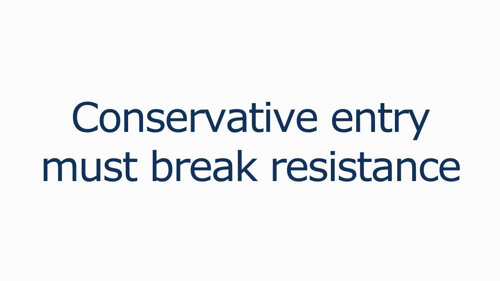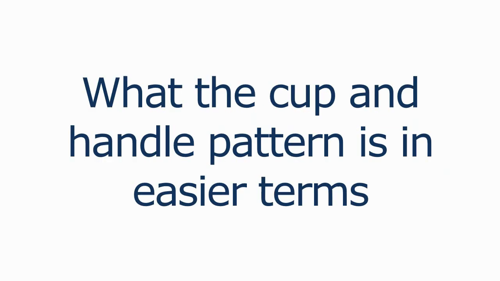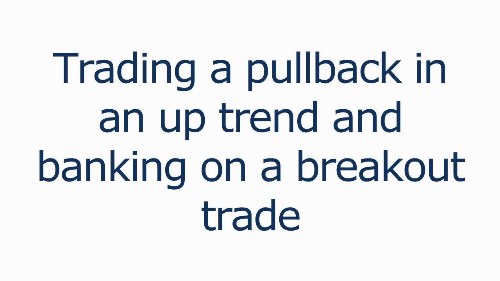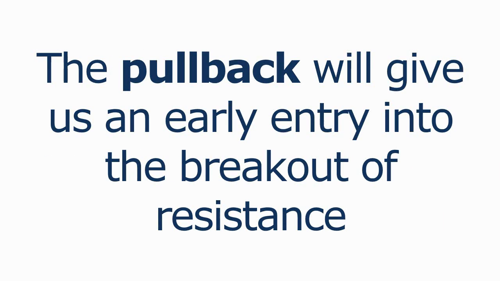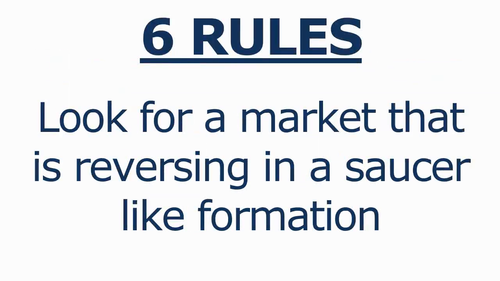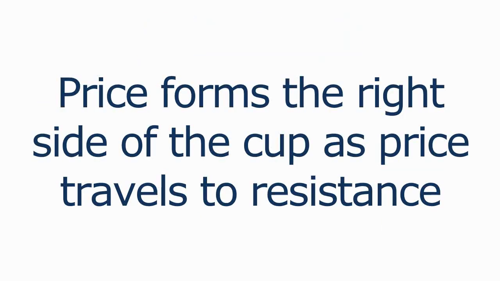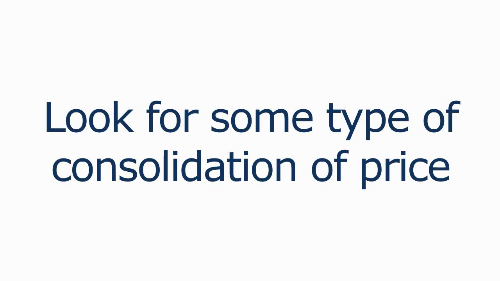That's really important. So let's cover something that you have to consider, what the cup and handle pattern is in reality. And quite simply, we are trading a pullback in an uptrend, and we're banking on a breakout trade. The pullback will give us an early entry into the breakout of resistance, so keep that in mind. You want to look for a market that's reversing in a saucer-like formation, and it can be from a downtrend transitioning to an uptrend or an uptrend already in play. Price forms the right side of the cup as price travels to resistance. You want to look for some type of consolidation of price.